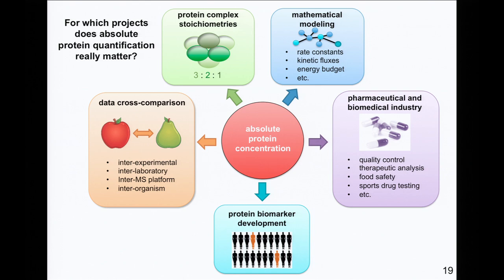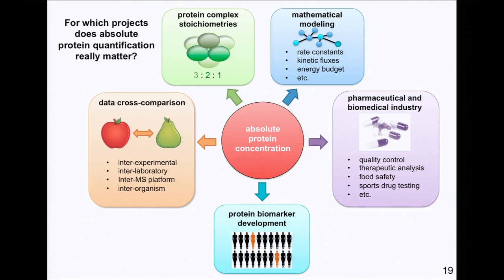So to determine rate constants and kinetic fluxes, you need absolute protein concentration data as an input to solve these mathematical equations. Also, if you want to look at how much energy the cell spends on producing certain proteins, you need to know the protein copy number of these proteins in the cell.